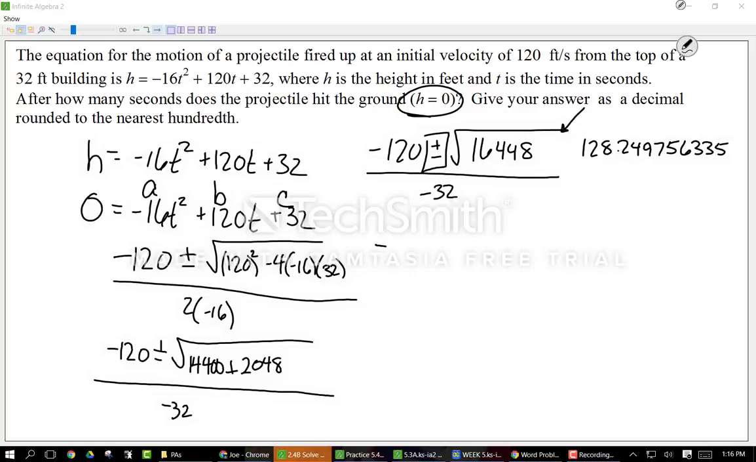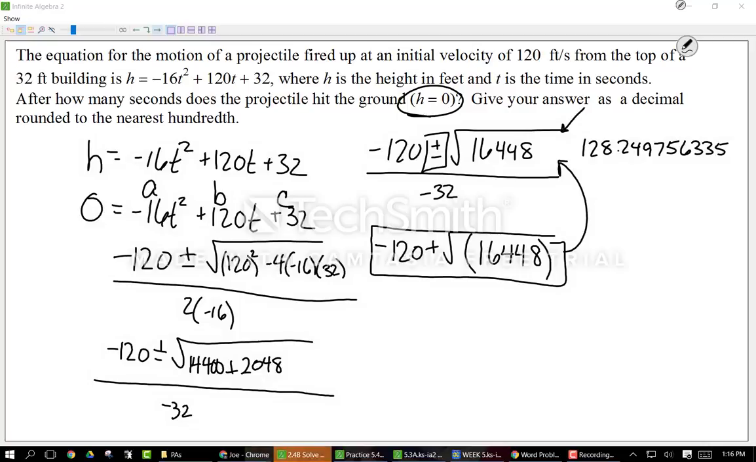So here's how. I take the negative 120, I take the plus sign, I'm going to open up a square root. When I open up a square root, most calculators will make a parentheses there. That parentheses is for the number that's inside the square root, which is 16,448. Then I have to close the set of parentheses. So now this here is just the numerator above your fraction. Once you type that in, you're going to hit enter.